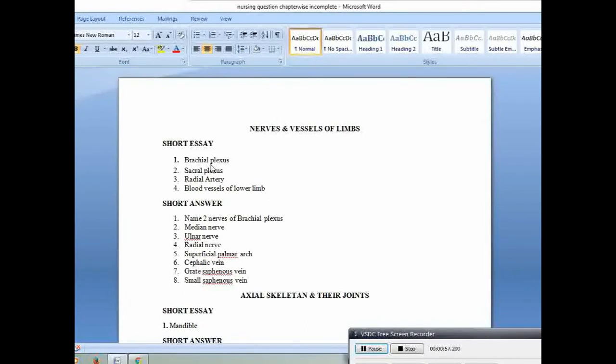Blood vessels of lower limb. Here you need to shortly write these vessels of the lower limb. So you need to mention about the femoral artery and the femoral vein tributaries.